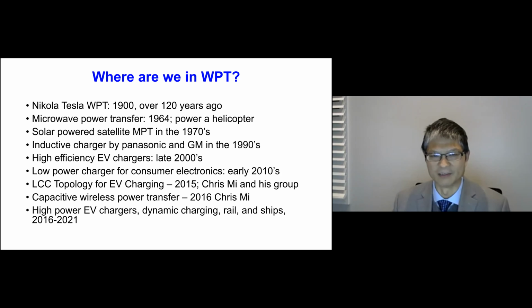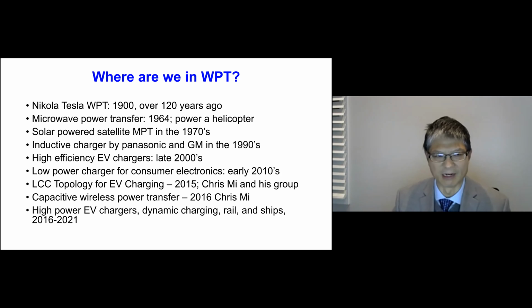And then low power chargers for consumer electronics were developed in the early 2000s, and became widely available today, starting about 3 years ago. So today you buy an iPhone, you buy any of the Android phones, many of them come with wireless charging capability. In fact, we developed this topology from 2011 until 2015. We had this publication out with LCC topology for EV charging, which provided a low-cost, high-efficiency, and compact solution. It is now a part of the guideline in the J2954 standard.